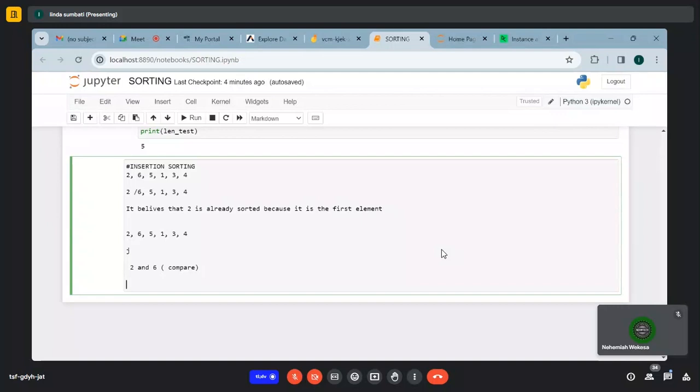2 is small, so it will move ahead now and go to 6 and 5. You see? Then it will also compare 6 and 5, and you realize 6 is greater than 5. So it will swap.